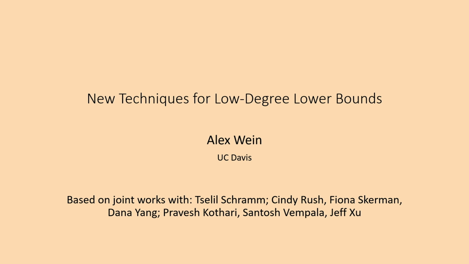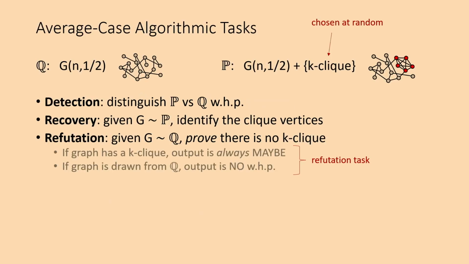All right, so parts of what I will say is based on joint work with a whole bunch of people, some of whom are here. I want to talk about average case statistical problems, in high generality, but for concreteness, it helps to fix one particular running example. So let's talk about the planted clique problem.